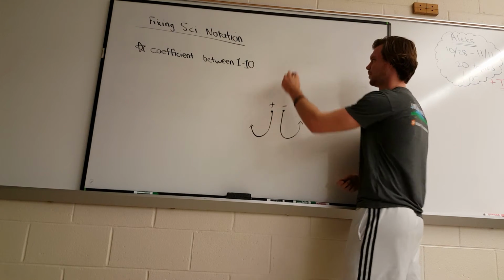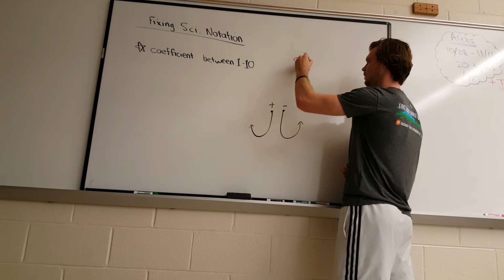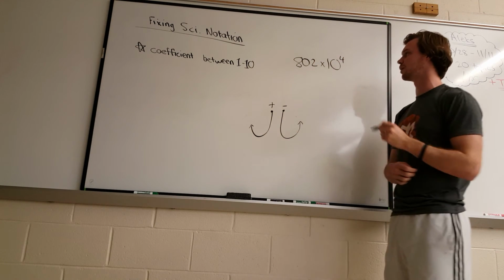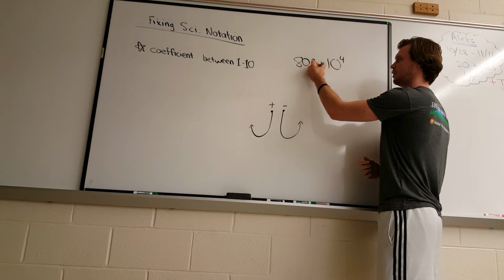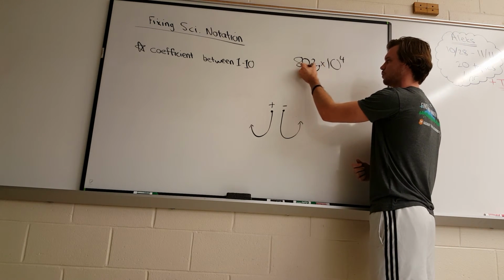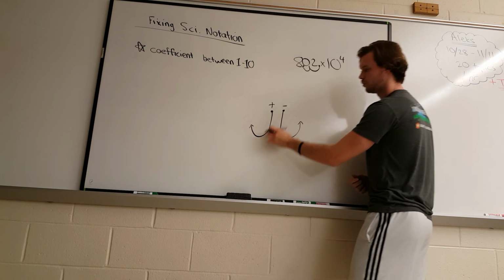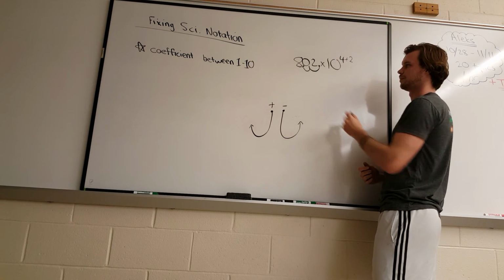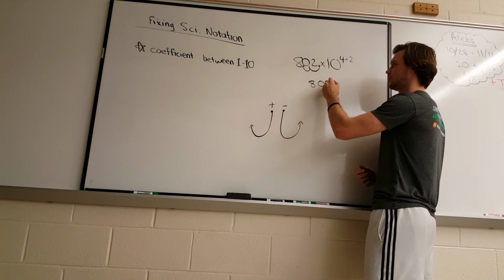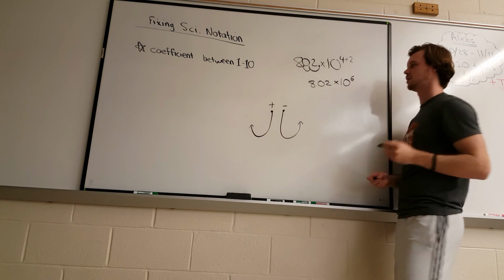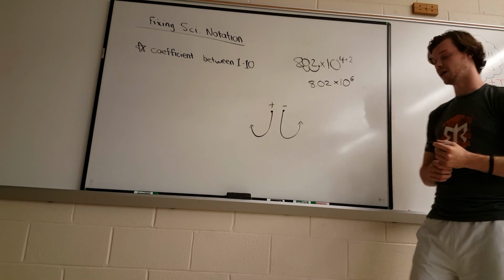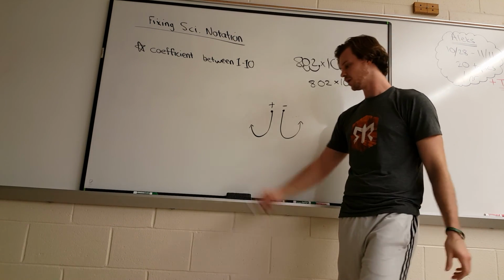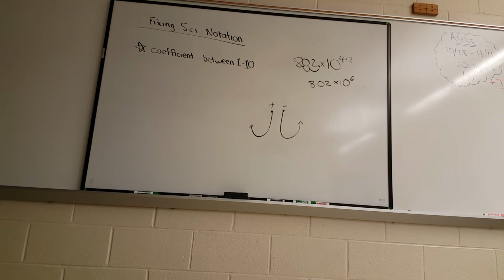So let's use this example. Say I have something like 802 times 10 to the fourth. Well, my decimal point is here right now, so I have to actually move back twice. 1, 2. Each time I move back, I add 1 to my exponent. So I move back twice, I'm going to add 2 to my exponent. And I end up with 8.02 times 10 to the 6. Now that shortcut, if it works for you, go ahead and use it. Hopefully you understand what it means though.